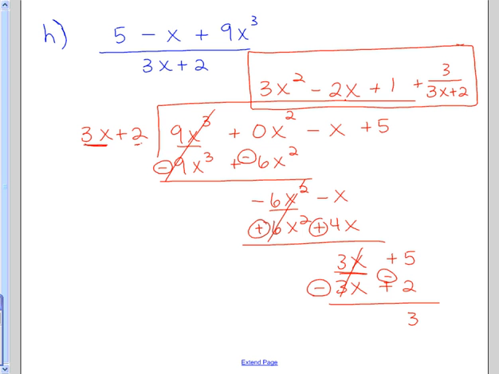So hopefully you have one of each type at least that you will see in the homework for this section.